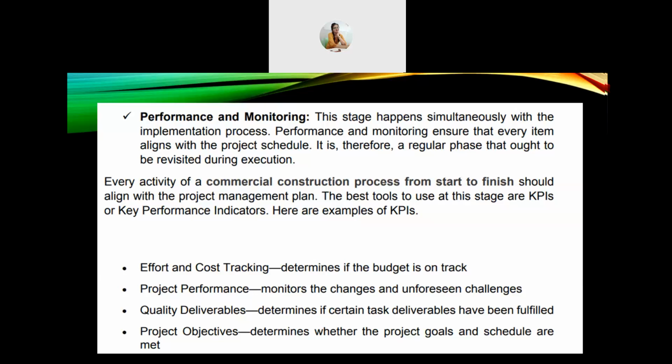The examples of key performance indicators or KPIs are effort and cost tracking. It determines if the budget is on track. Project performance monitors the changes and unforeseen challenges. Quality deliverables determines if certain task deliverables have been fulfilled. Project objectives determines whether the project goals and schedule are met.